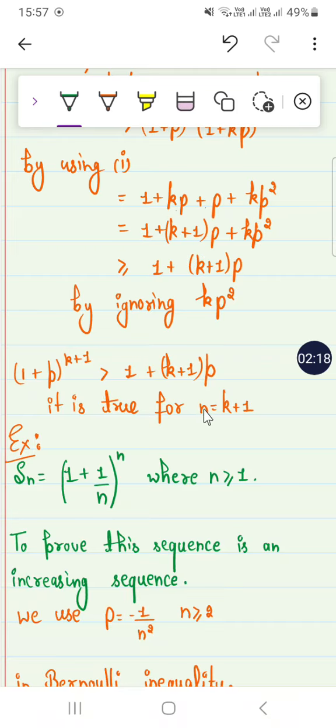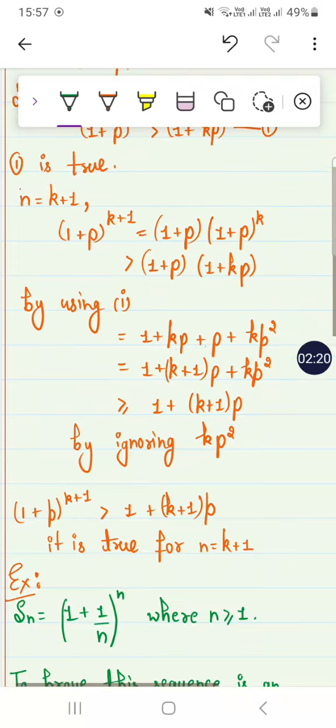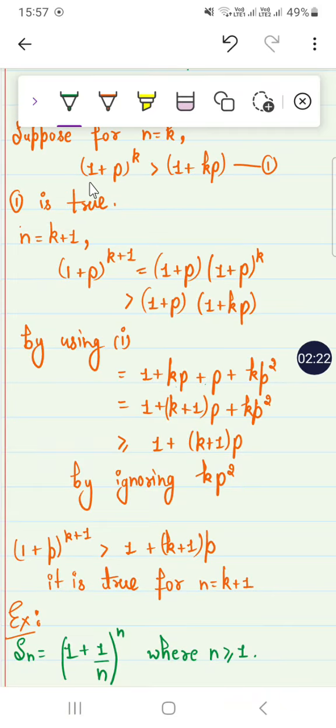So it is true for n equals k plus 1. How is it true? Because we assumed that (1 + p)^k is greater than or equal to 1 + kp. So if you take k plus 1, then it is also true that (1 + p)^(k+1) is greater than or equal to 1 + (k + 1)p. So we proved by the induction method that Bernoulli's inequality is true.